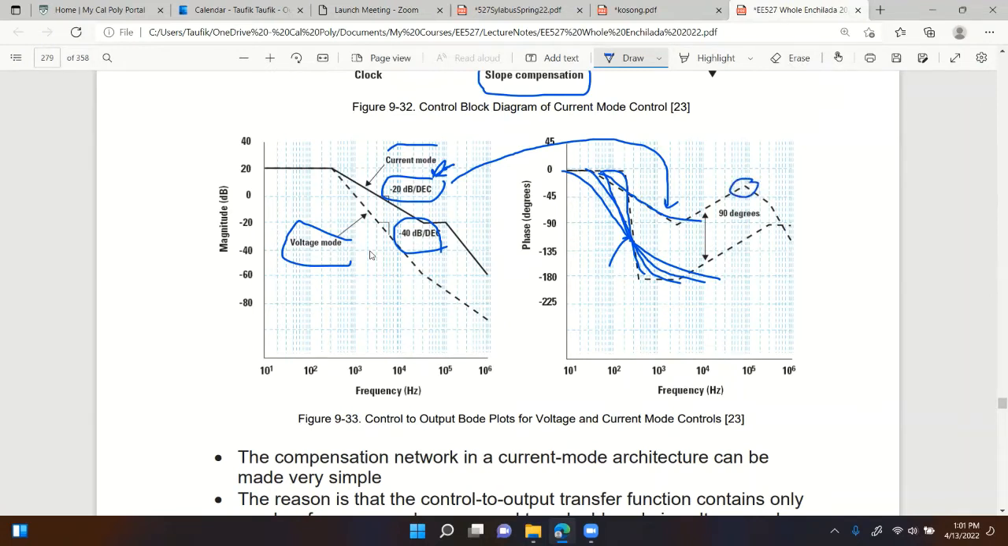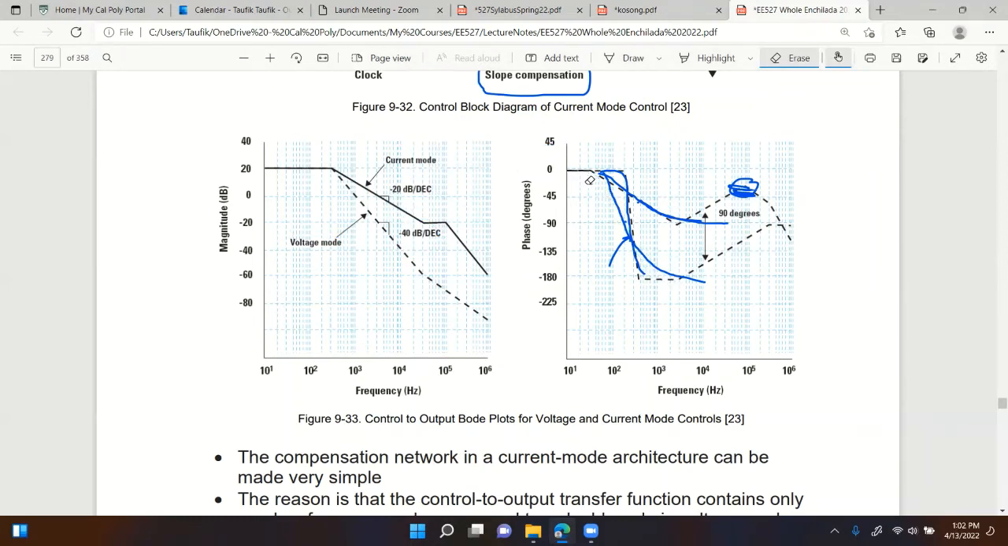You see this boost right there is because I added a zero, but that's for later. Don't worry about it for now. If you ignore this, you should get something like this for current mode. So this is a more stable phase margin than all of these. And it's also good because it's a boost in phase margin, isn't it? Let me erase this. Unfortunately, it's going to be hard to get it from here, but let me try.